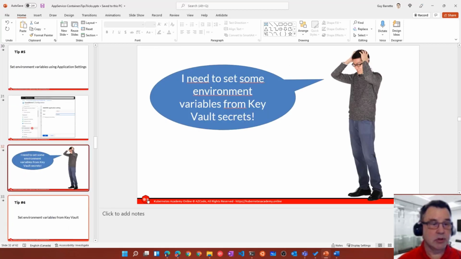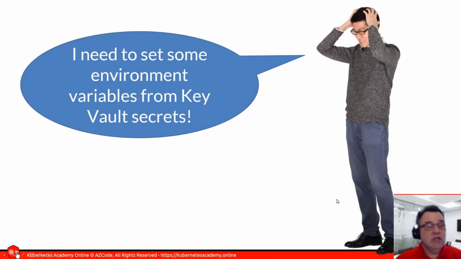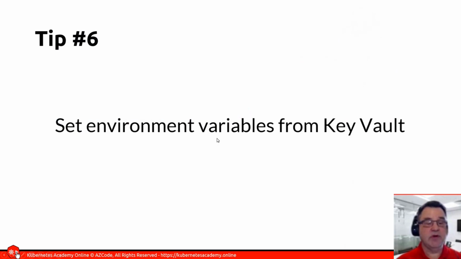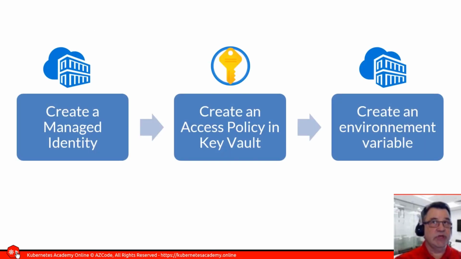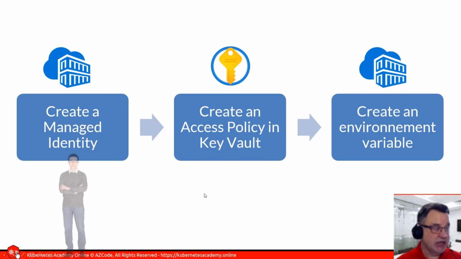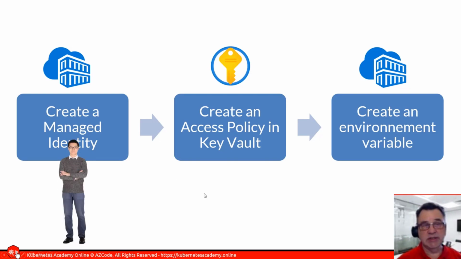But what if you need to pass these environment variables not from application settings, but from key vault secrets? That's our tip number 6. You can set environment variables from key vault. And there's 3 steps basically that you need to do. You first need to create a managed identity. So for your app service, you need to create that managed identity.